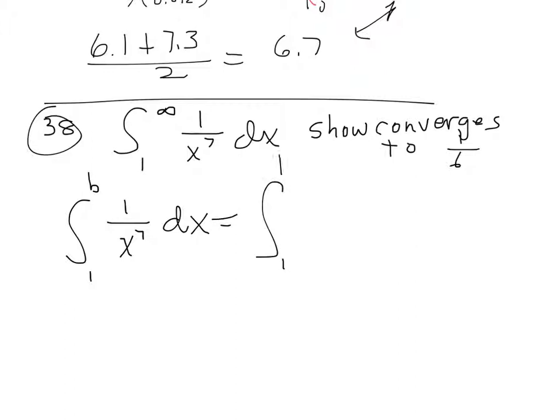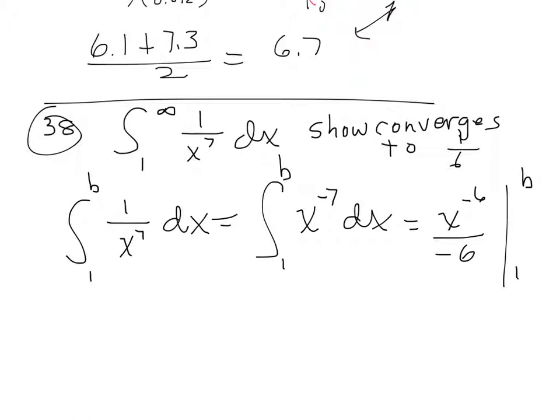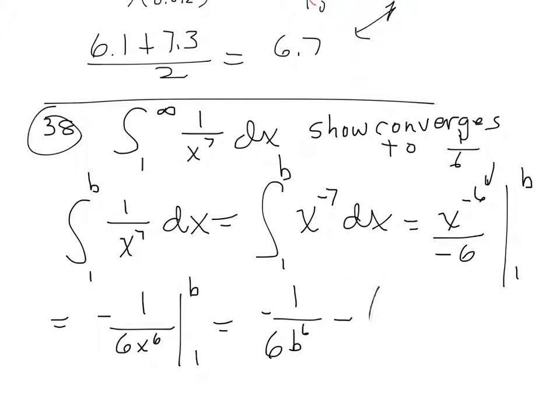I could rewrite that as x to the minus 7th, because that would help me remember that's just a power to add 1. So I'm going to get x to the minus 6 over minus 6, evaluated from 1 to b. Rewriting that is the same thing as 1 over 6x to the 6. If you're like me, you just don't like dealing with negative exponents, so I just rewrote it. And if I plug in, 1 over 6b to the 6 minus negative 1 over 6 times 1. Let me go ahead and write it so you know I'm plugging in that 1.